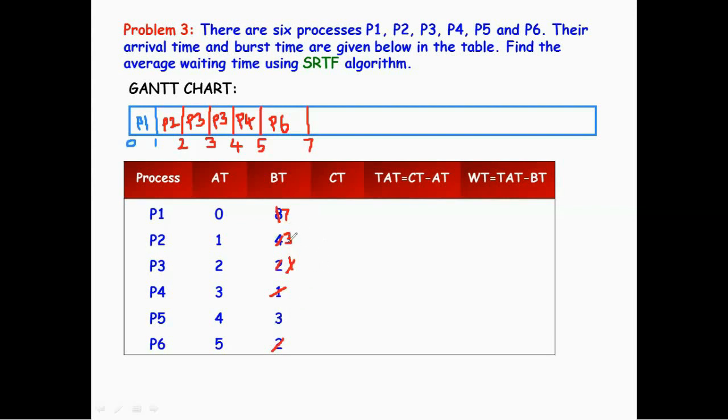So from 7 to 10, P2 gets scheduled. P2 has fully completed its execution. Then when compared with P1, P5 has the least burst time, so P5 will be scheduled. From 10 to 13, P5 gets executed.